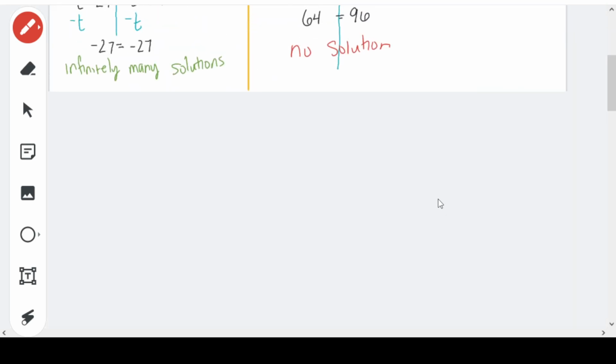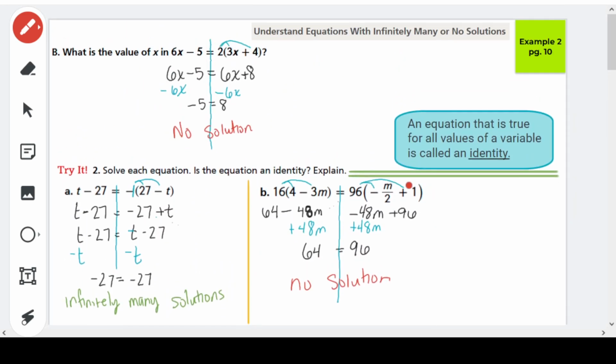And there you have it. That is how to deal with equations with infinitely many or no solutions.